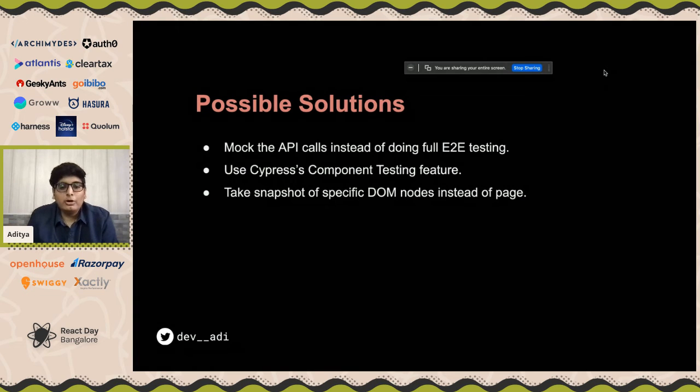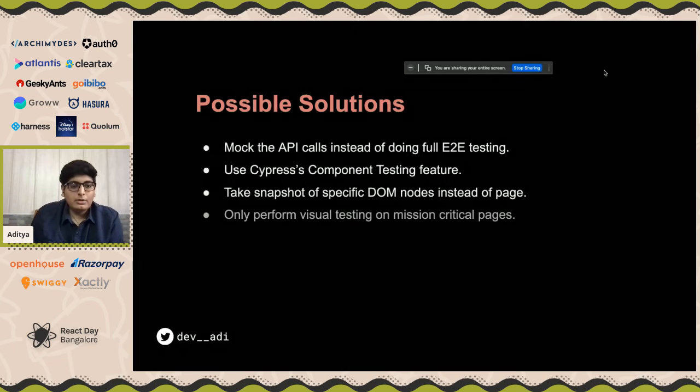Now this feature is not supported in every visual testing service. I think it is supported in Applitools but not in Percy, so you need to take care of which one you use. And another thing is to only run visual testing on mission critical pages.